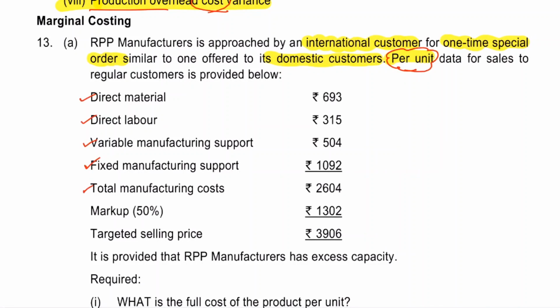Tell me, if you produce 1 unit extra, will you incur fixed cost per extra unit? No. This 1920, whatever you are observing, this is actually absorption rate. That 1 unit का recovery rate, but you pay fixed cost in totality. So when you manufacture 1 unit, what is your incremental cost to manufacture 1 extra unit? Tell me. That is a variable cost. 693 plus 315 plus 504.